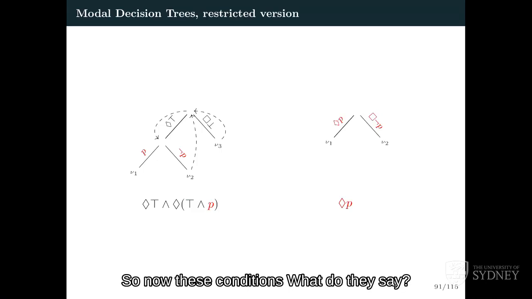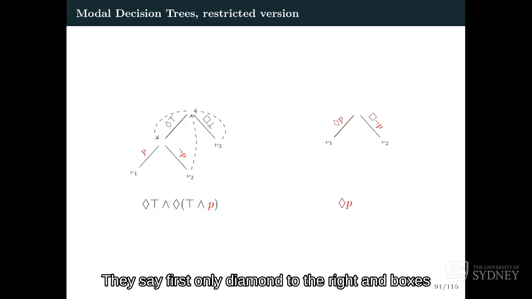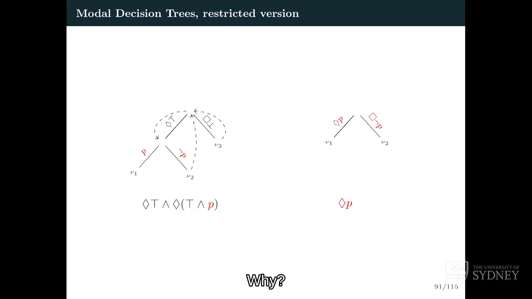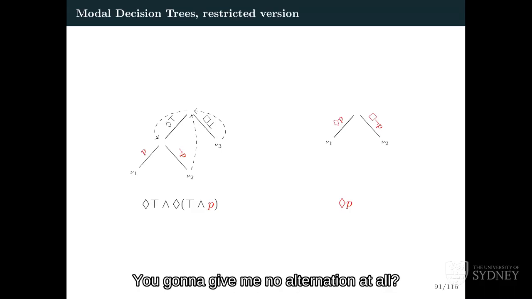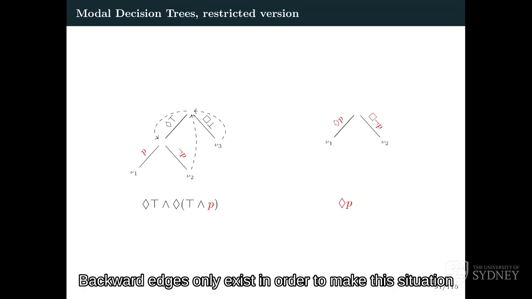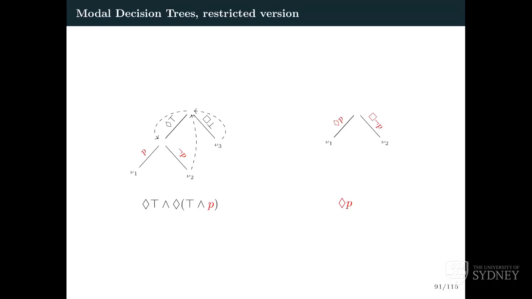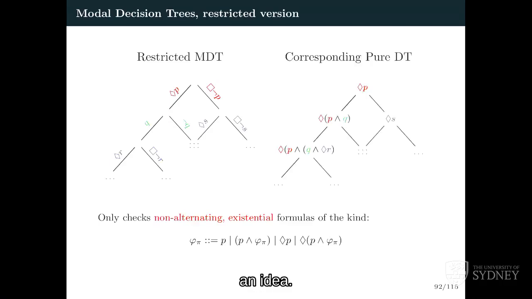Okay. So now these conditions, what do they say? They say first, only diamond to the right and boxes to the left. Why? Because I know that this is going to give me less alternation. It's going to give me no alternation at all. Second, forward edges exist only in these situations. Backward edges only exist in order to make this situation possible. And now I can have an idea.